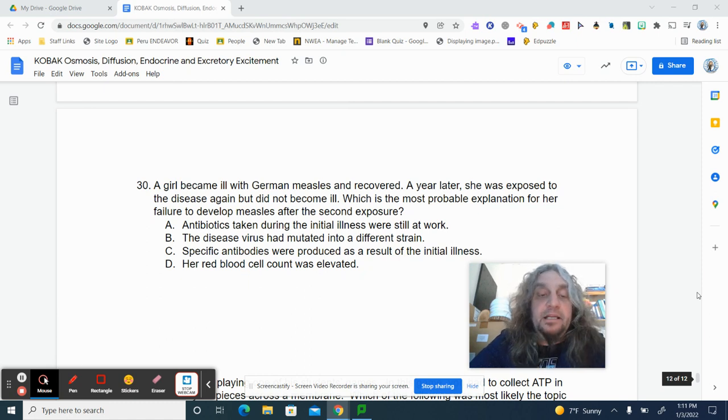A, antibiotics taken during the initial illness were still at work. B, the disease virus had mutated into a totally different strain. C, specific antibodies were produced as a result of the initial illness. D, her red blood count was elevated.